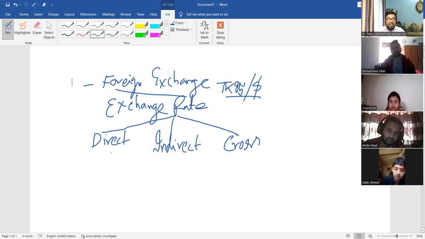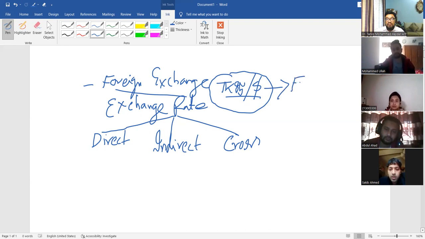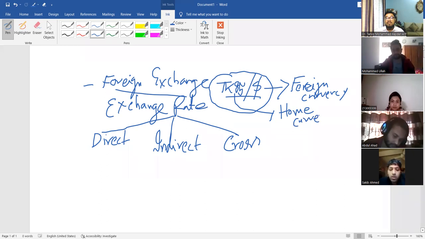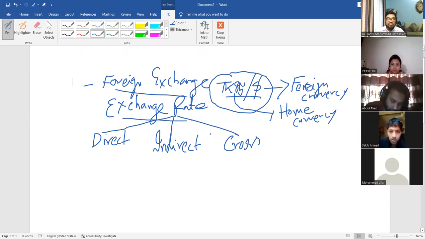So when we talk about direct exchange rate, what do we need to keep in mind? The first one, how many currencies are available here? When we are talking about exchange rate, how many types of currencies do we have? This is known as foreign currency, and this is local currency. We say home currency. So when we are talking about exchange rate determination, it's related to two currencies, foreign currency and home currency. So direct exchange rate indicates an exchange rate between foreign currency and home currency.